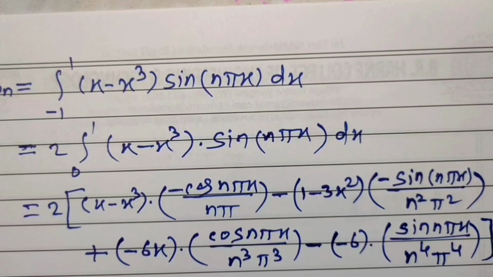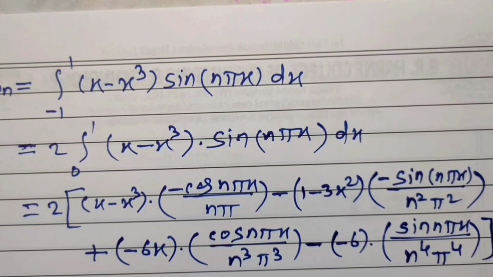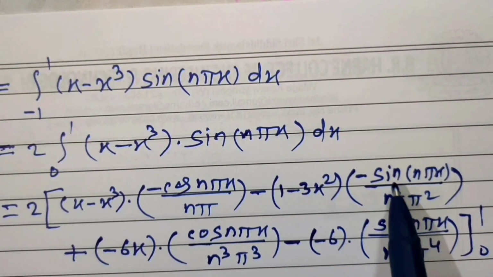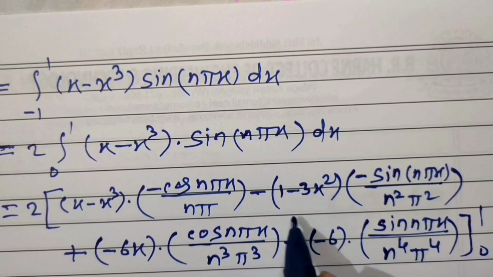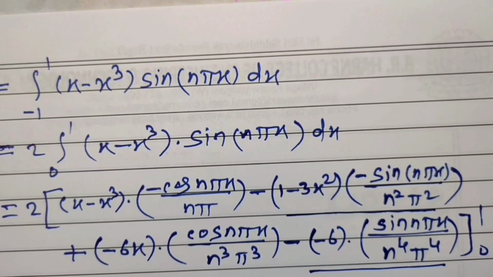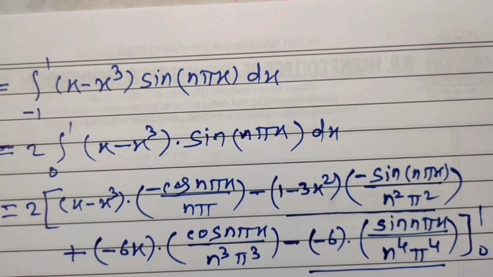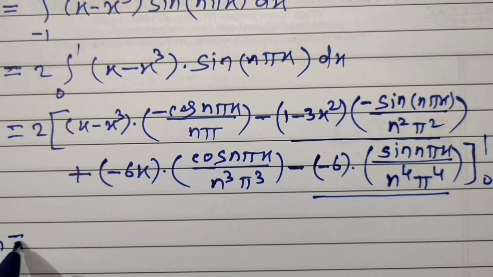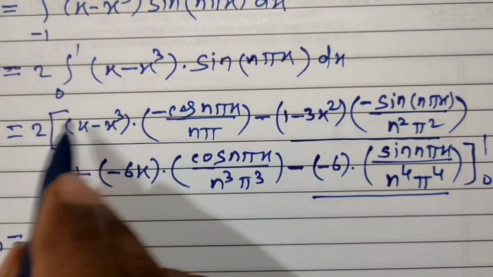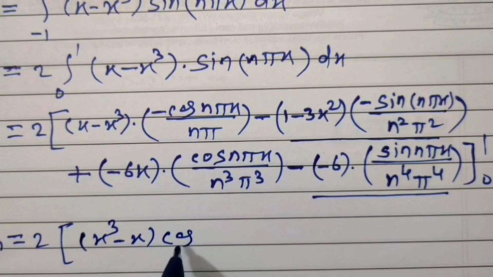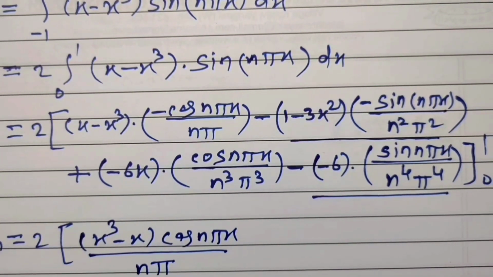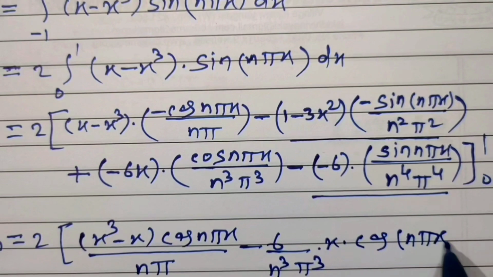Here also we have to use the same idea. If we put x is equal to upper limit 1 and x is equal to lower limit 0, then the sine function becomes 0. So eliminate this term as well as this term and put the upper limit and lower limit in the remaining terms. First of all, rewriting bn is equal to this 2 as it is, minus into this bracket we can write x cube minus x cos of n pi x divided by n pi. Now this one minus 6 upon n cube pi cube x into cos of n pi x. Limits from 0 to 1.